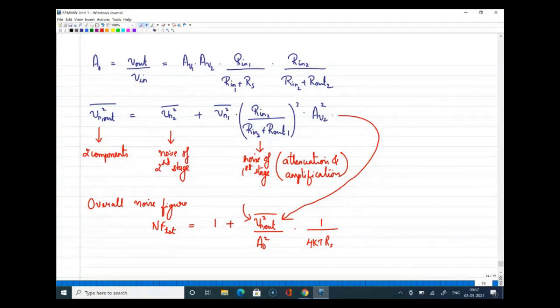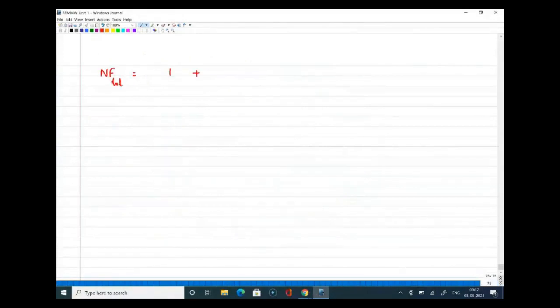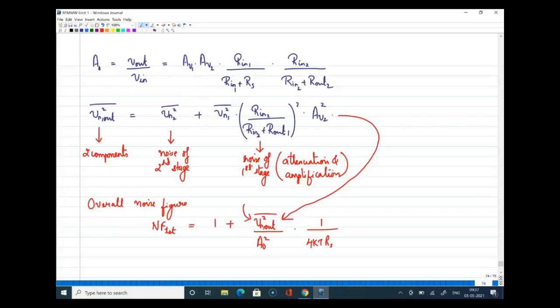All right. So maybe you can also write along with me. You have to plug in this expression here and then write the overall expression. If I do that, I will get it as Vn1 square divided by Rn1 by Rn1 plus Rs, the whole square. Let me just look at Vn once. Yeah, so you can see that.